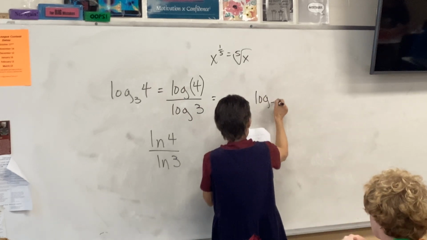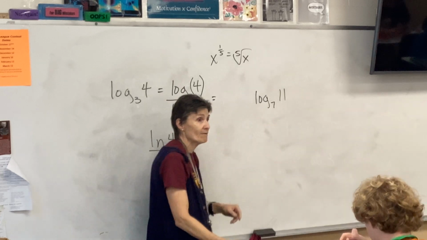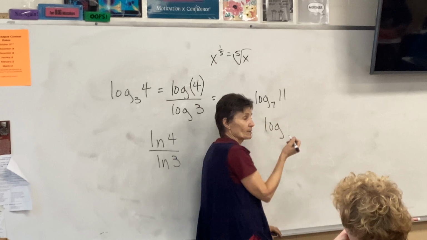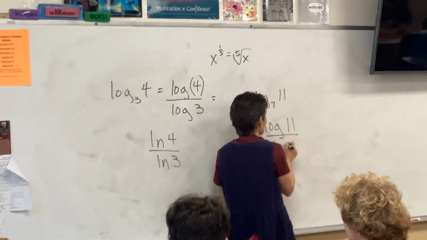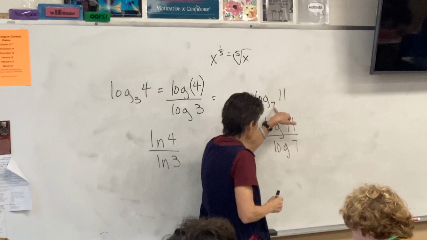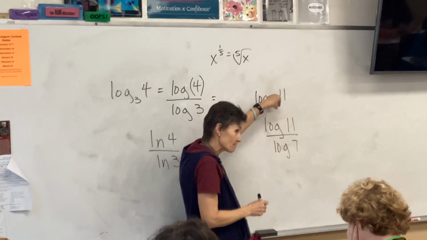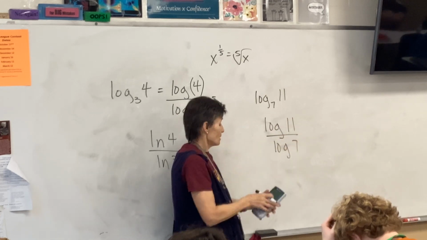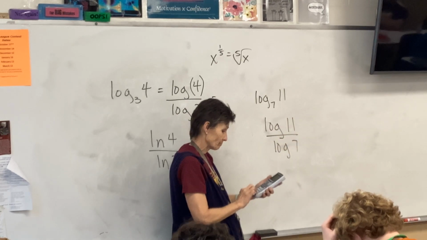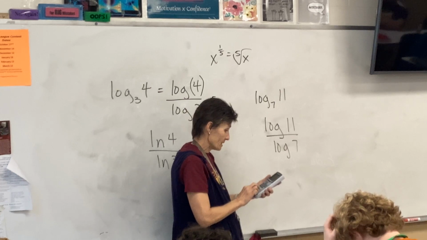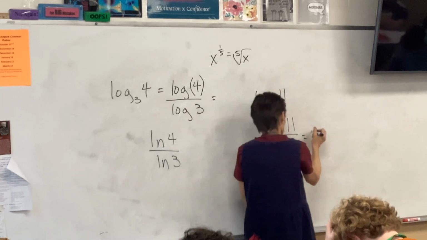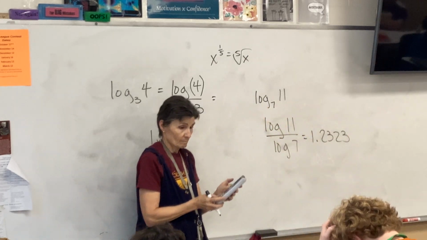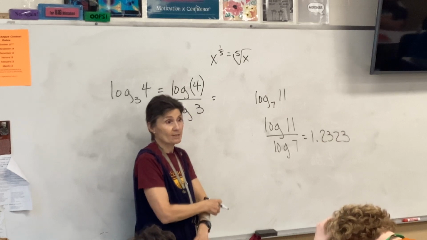So what am I going to type in on my calculator if I want to evaluate this? Log, or ln, 11 divided by log 7. Keep this number on the bottom. See how it's below in the problem? Keep it below when you type it in. So log 11 divided by log 7. You should have gotten 1.2323. Right? Someone nod or something?